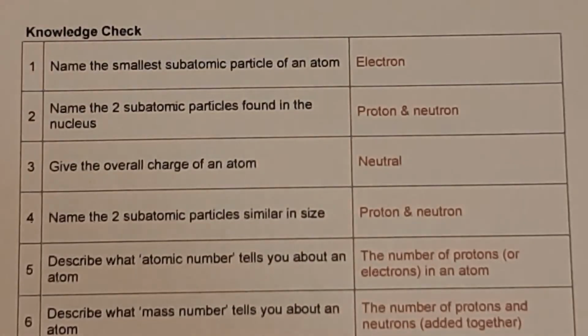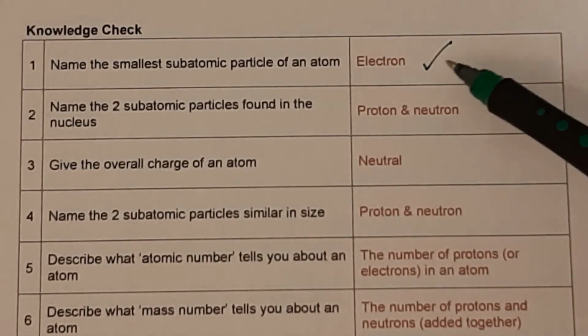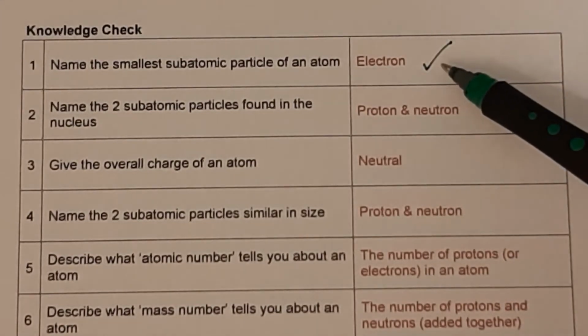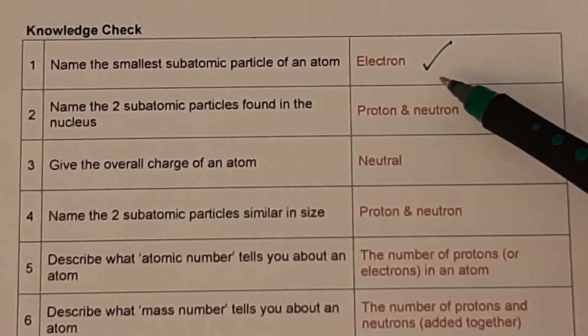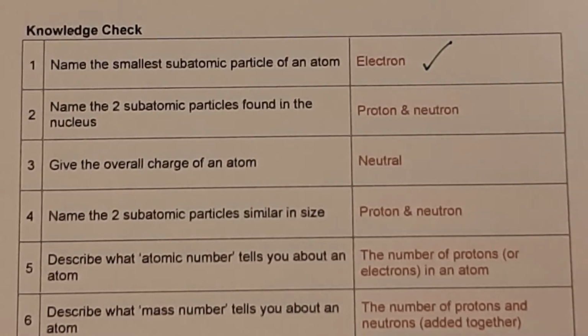Okay, so let's go through those. Question 1. Name the smallest subatomic particle of an atom. That would be the electron. Make sure you're ticking and marking in a different colour, and if you get it right, you can tick. If you don't get it right or you only get it partially right, then make sure you're annotating the correct answers or the partial part of the answer you didn't get.